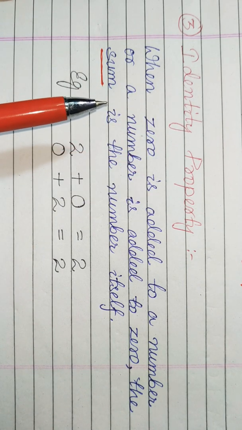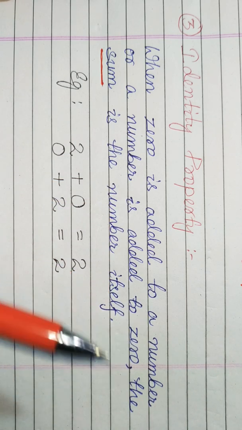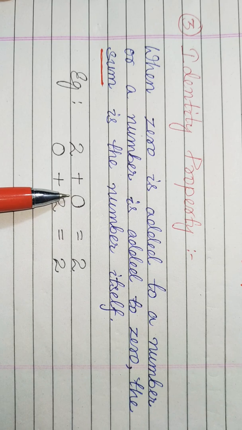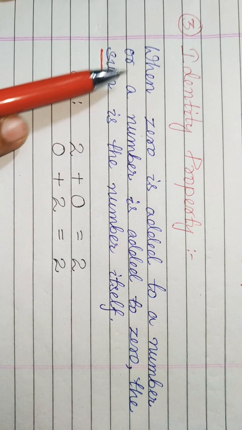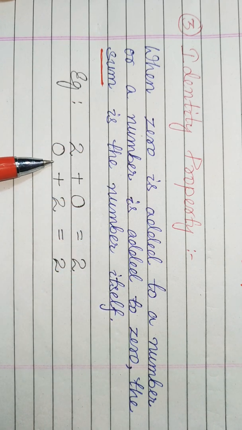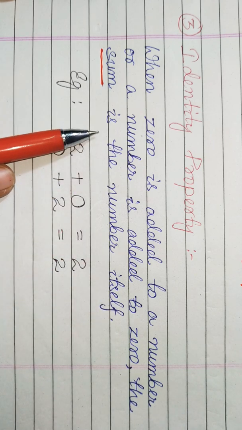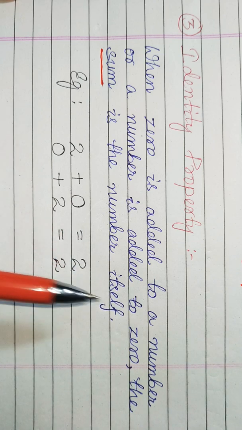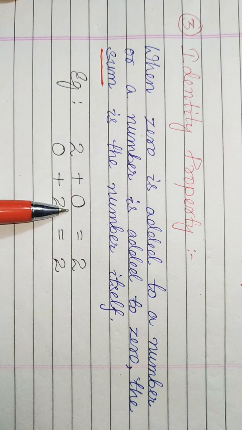What it is? When 0 is added to a number, you see, when 0 I am adding to a number, or a number is added to 0. The sum is the number itself. The number itself. See, 2 plus 0. The number itself is 2. 0 plus 2. What is the sum?